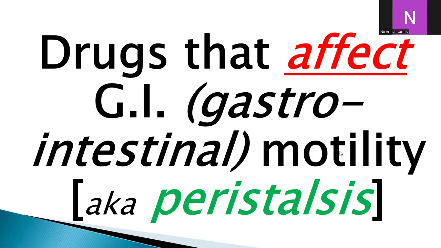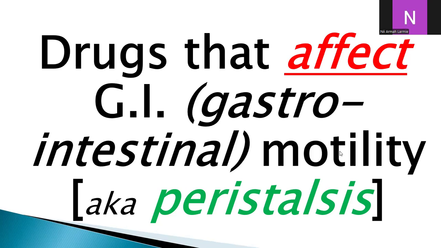So increasing the movement of the content in the GI tract is basically causing laxation. So the first class of drugs we will talk about will be laxatives or purgatives, and slowing the movement of the content of the GI tract will be going against laxation. So will be anti-diarrhea drugs, and we'll look at those drugs as well.